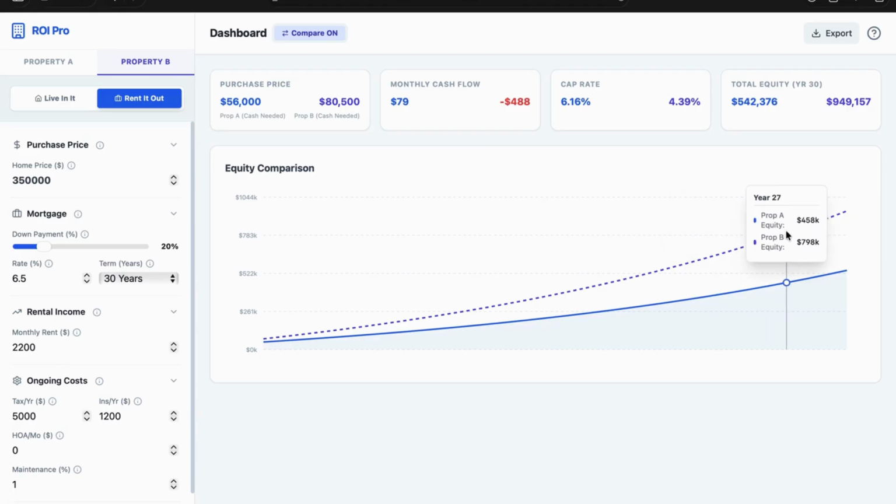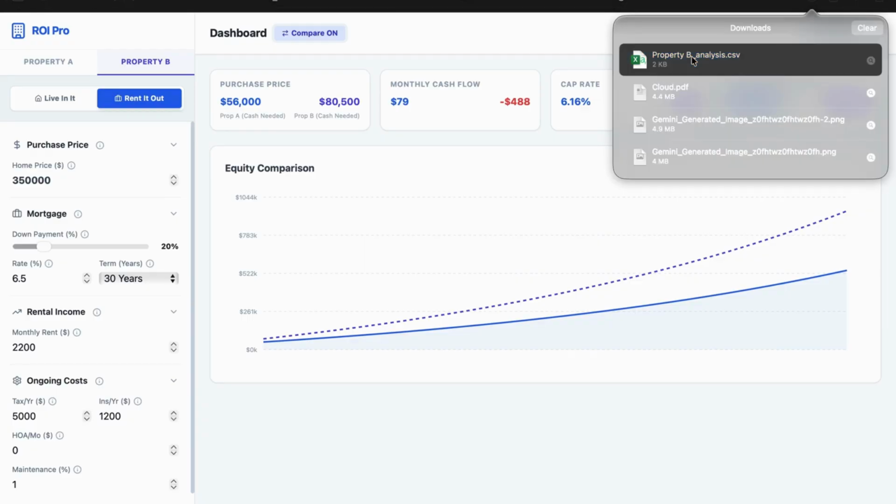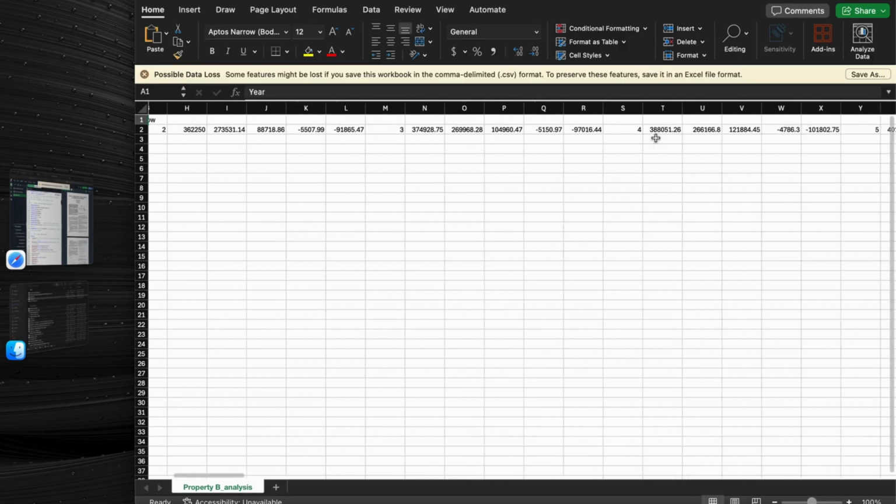Need to share this data with a partner or analyze it further? Simply click Export to download a CSV file. As you can see, all your projected data is neatly organized and ready for Excel.